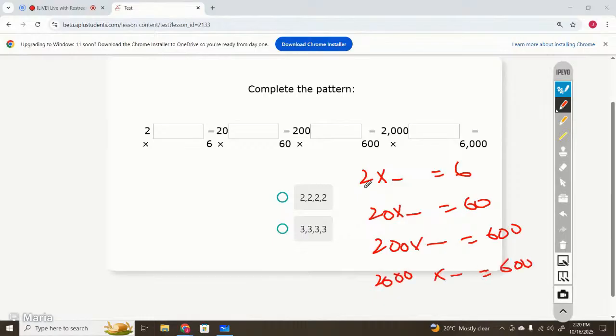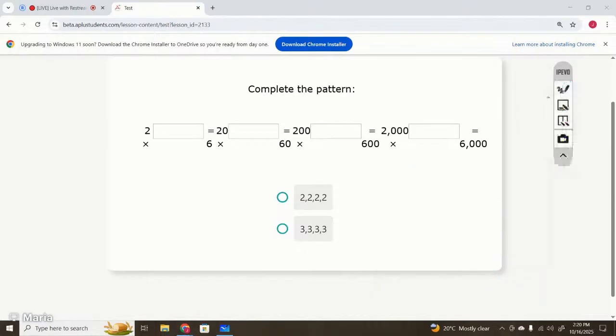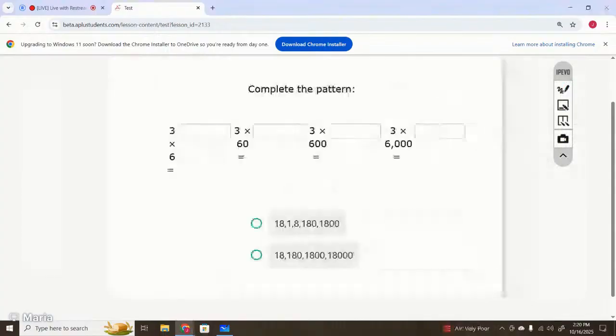2 times 3 is 6. Again, 2 times 3 is 6. You have one 0 over here, one 0 over here, so you don't need to add a 0 over here. Then 2 times 3 is 6, and you already have the zeros. Then 2000 times. So, yes, option number 2 is the correct option. They all are 3, 3, and 3.